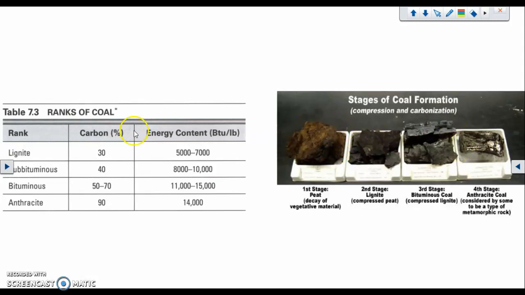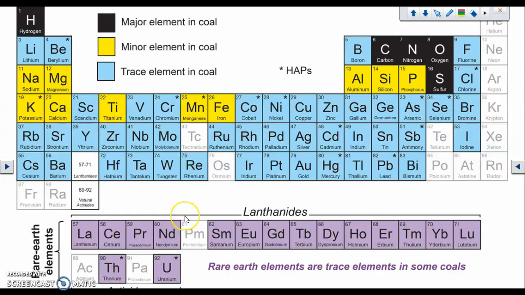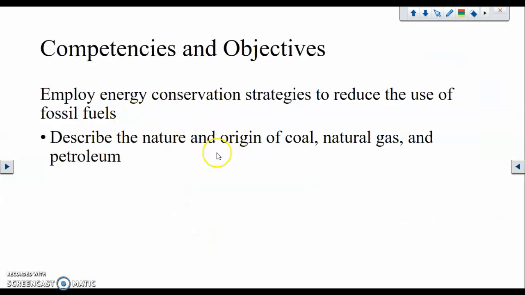As you can see, the higher the carbon content, the more heat. This is measured in British thermal units per pound. The more heat is created. The lower the carbon content, the lower the heat created. And heat, we're talking about energy content in this case. So I hope that clarifies some of the nature and origin of coal, natural gas, and petroleum. Fossil fuels come from us, actually not us, but all living creatures. It is just a byproduct of millions of years of compression and heat.